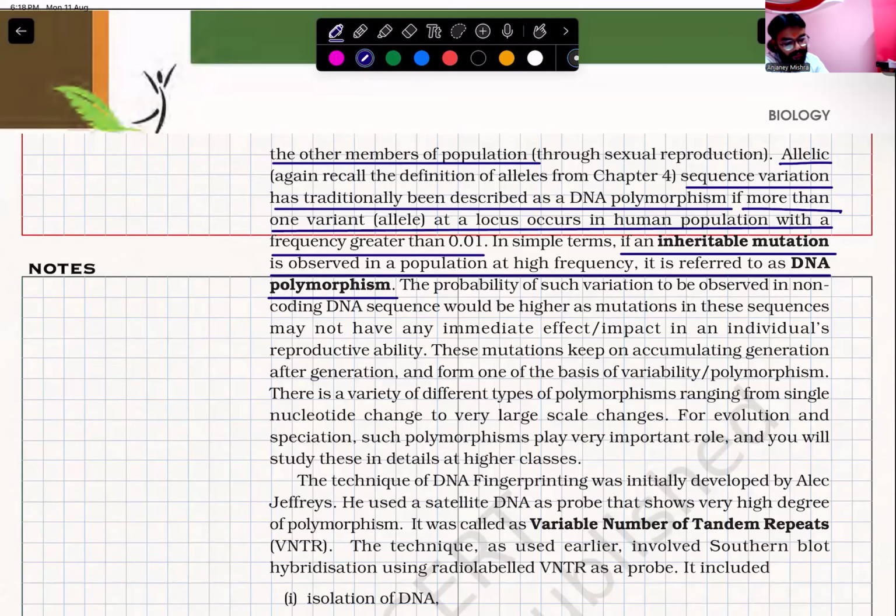Now, read the next line, which is very important. It says the probability of such variation to be observed in non-coding DNA sequence would be higher, as mutation in these sequences may not have any immediate effect on the individual's reproductive ability. Because they are not affecting the reproductive ability, they can stay from generation to generation. Is that okay? Now there is a variety of different types of polymorphism ranging from single nucleotide change to very large scale changes. Is that okay?